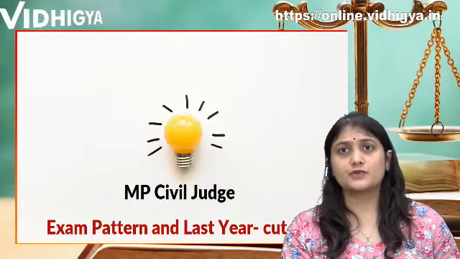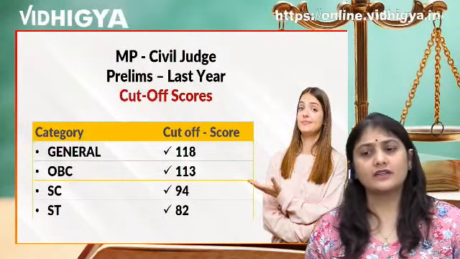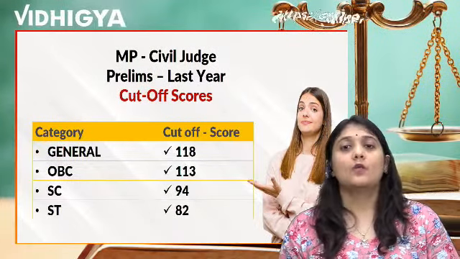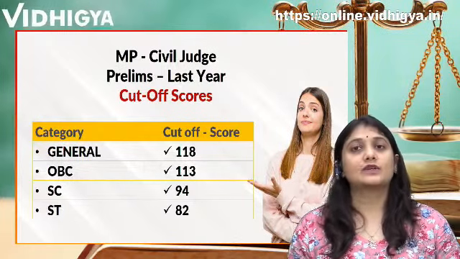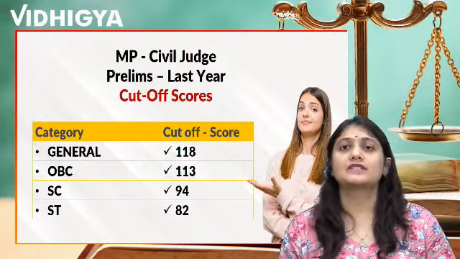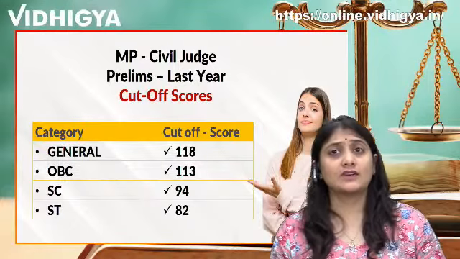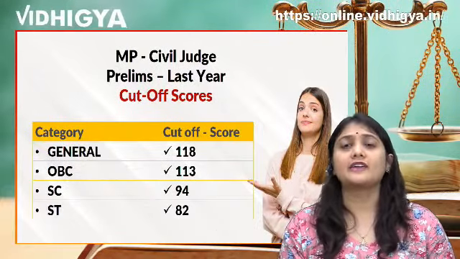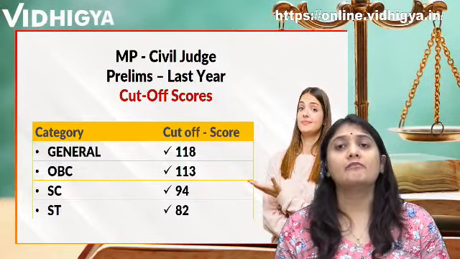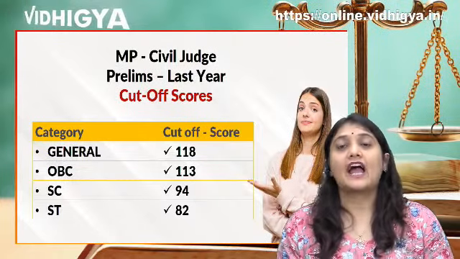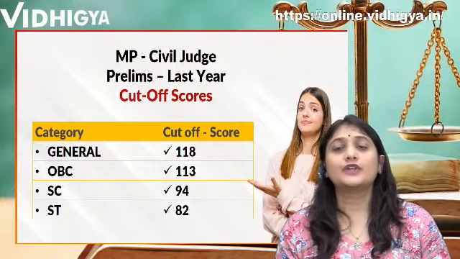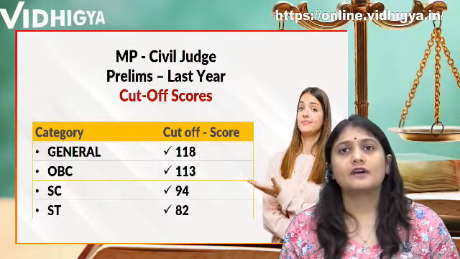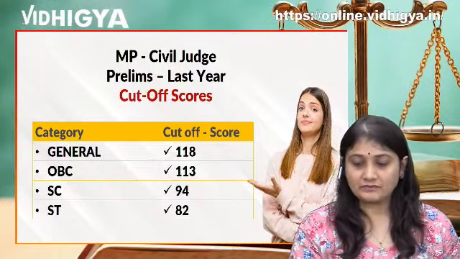Let's see the cutoff which was there last year. The general cutoff was 118. The cutoff for the OBC category was 113. For SC, it was 94. And for ST, it was 82. Apart from this, in the notification they have also mentioned very clearly that for the general and OBC categories, you need to have minimum marks of 90. And for the SC and ST categories, you need to have minimum marks of 82. Then only will you be able to qualify the prelims examination.